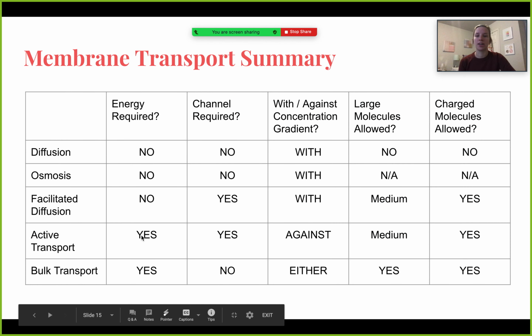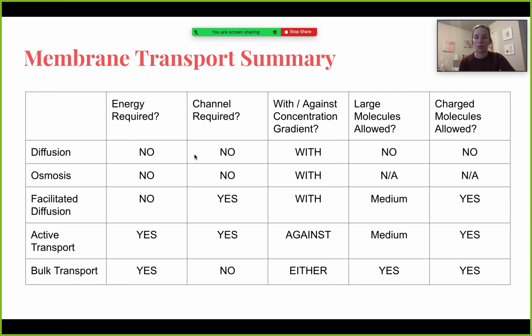Oh, okay, I guess I already have that filled out. So this is kind of a review. So for diffusion, energy is not required. A channel is not required. It's going with the gradient. Again, if it's going with the gradient, it probably does not require any energy. Large molecules cannot just diffuse straight through the plasma membrane, and then charged molecules really aren't allowed.